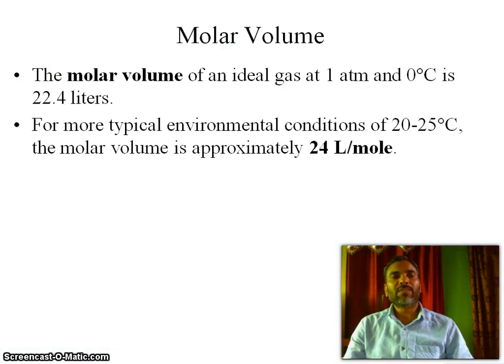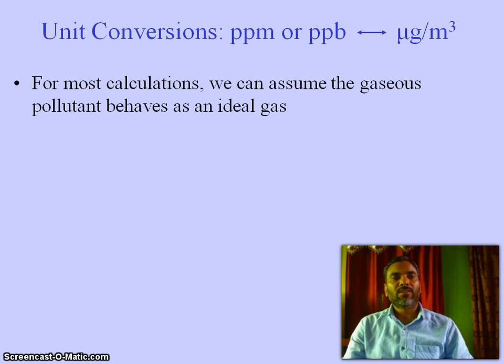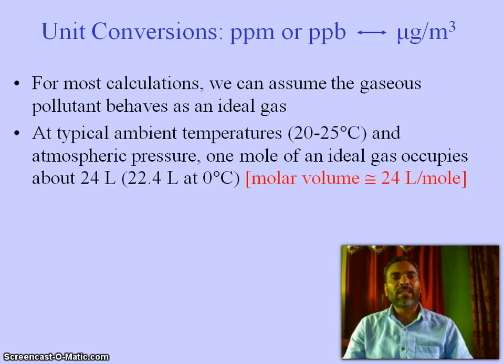Molar volume, this is very basic. The molar volume of an ideal gas at 1 atmospheric pressure and 0 degrees Celsius is 22.4 liters. For more typical environmental conditions of 20 to 25 degrees Celsius, the molar volume is approximately 24 liters per mole. That is very important for the air chemistry unit conversion, ppm or ppb to microgram per cubic meter. For most calculations, we can assume the gaseous pollutants behave as ideal gas.